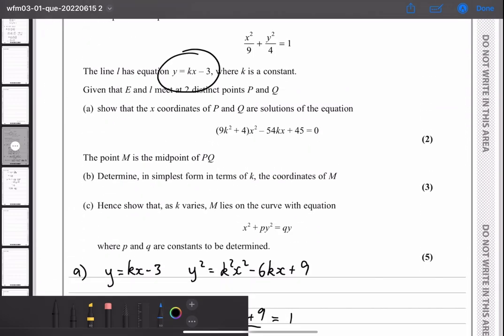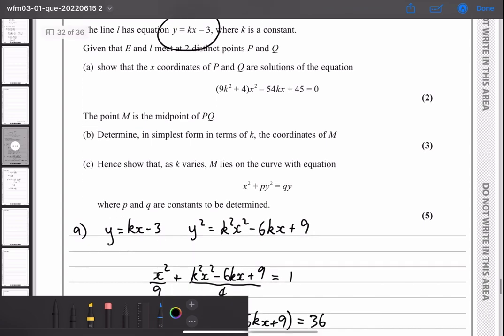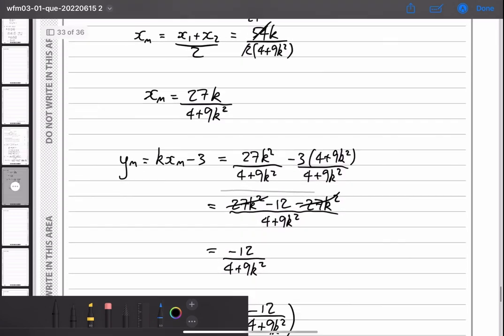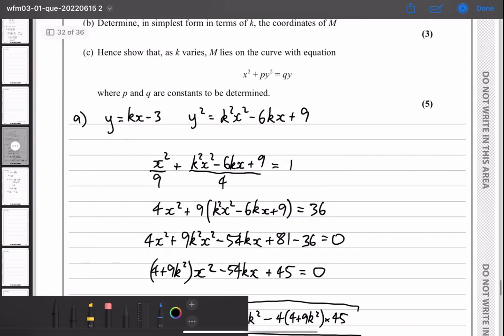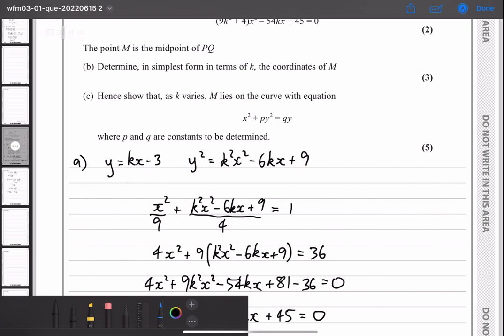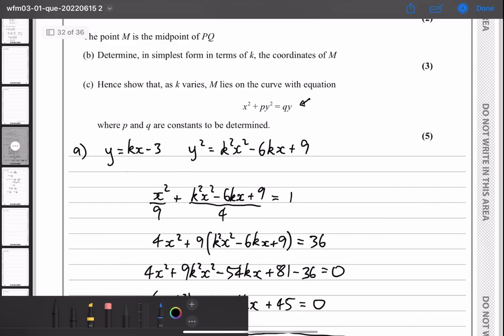Part C: hence show that as k varies, m lies on the curve with equation this, where p and q are constants to be determined. Okay, here we do our usual trick. We're going to take those coordinates of the midpoint and let capital X equal 27k over 4 plus 9k squared, and capital Y equal minus 12 over 4 plus 9k squared. And then, because of the equation we need to show, I'm going to square them both, and then I'll just put it in here and see what we get. Let's see if we can find p and q.